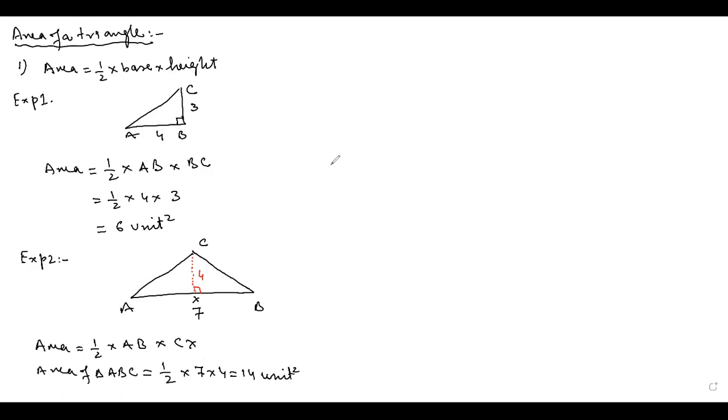Now there is another formula with which we can find out the area of the triangle. We can apply this formula only in the case when two sides and included angle is given. When two sides and included angle is given, then we can use this new formula.